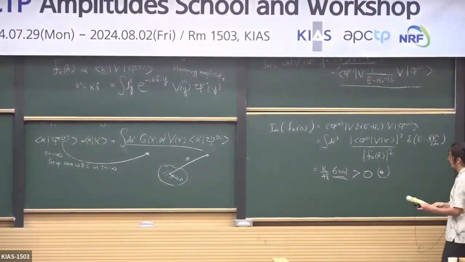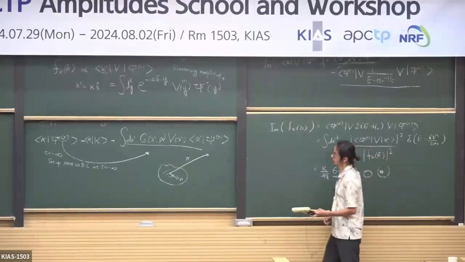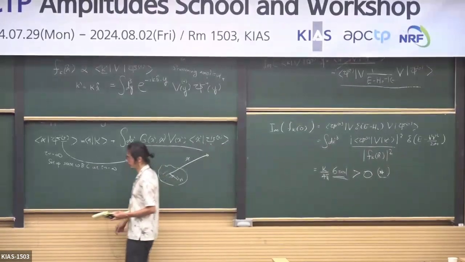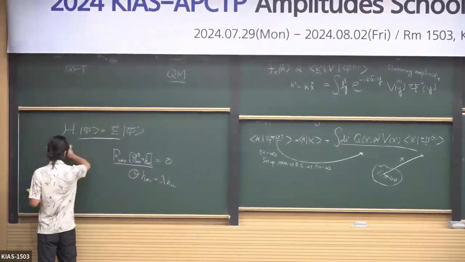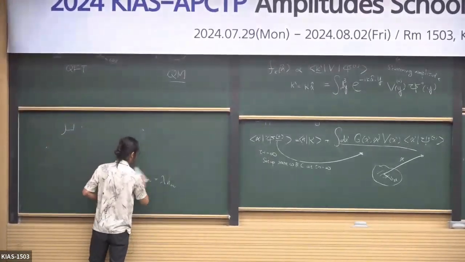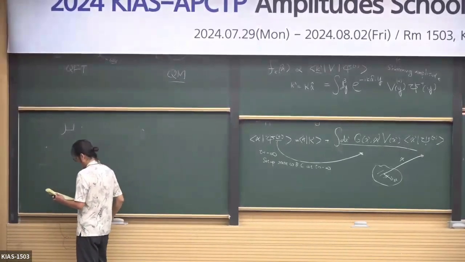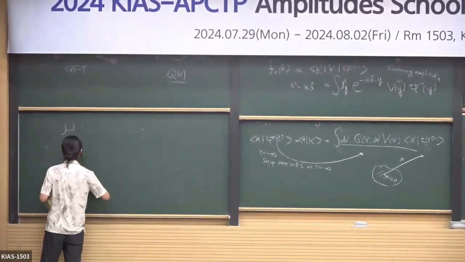Let's just do a quick example and see what the scattering amplitude looks like, and you'll see that this is actually very close to the relativistic form. Again, these are all in standard textbooks. So let's consider an example.